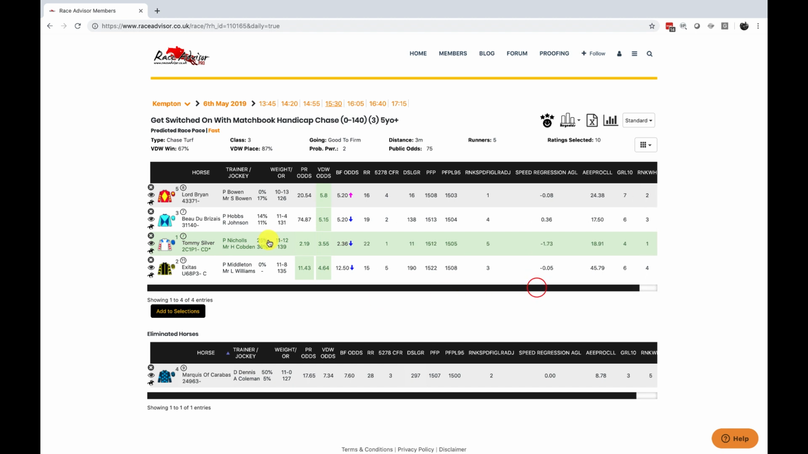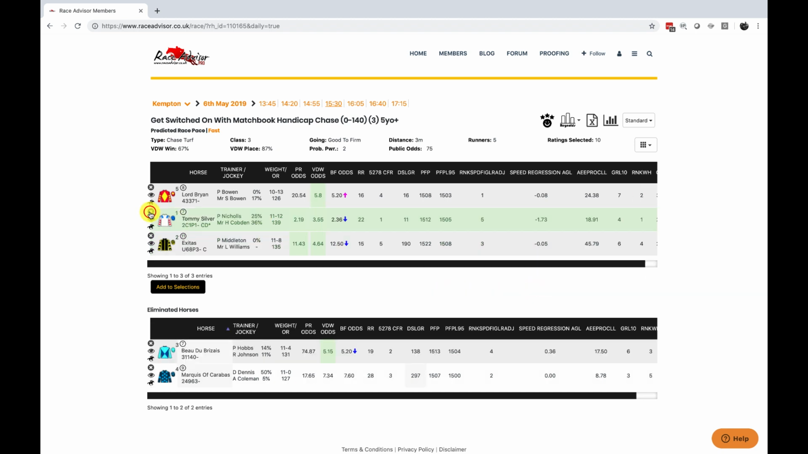So having gone through all these factors, I'm going to happily remove Beau de Brisé because there was nothing positive, nothing particularly negative. It was average, sat in the middle of the field, which is what the odds suggest. Lord Brian was similar, had a couple of positives, but nothing huge stood out. So again, I'm going to remove this horse.